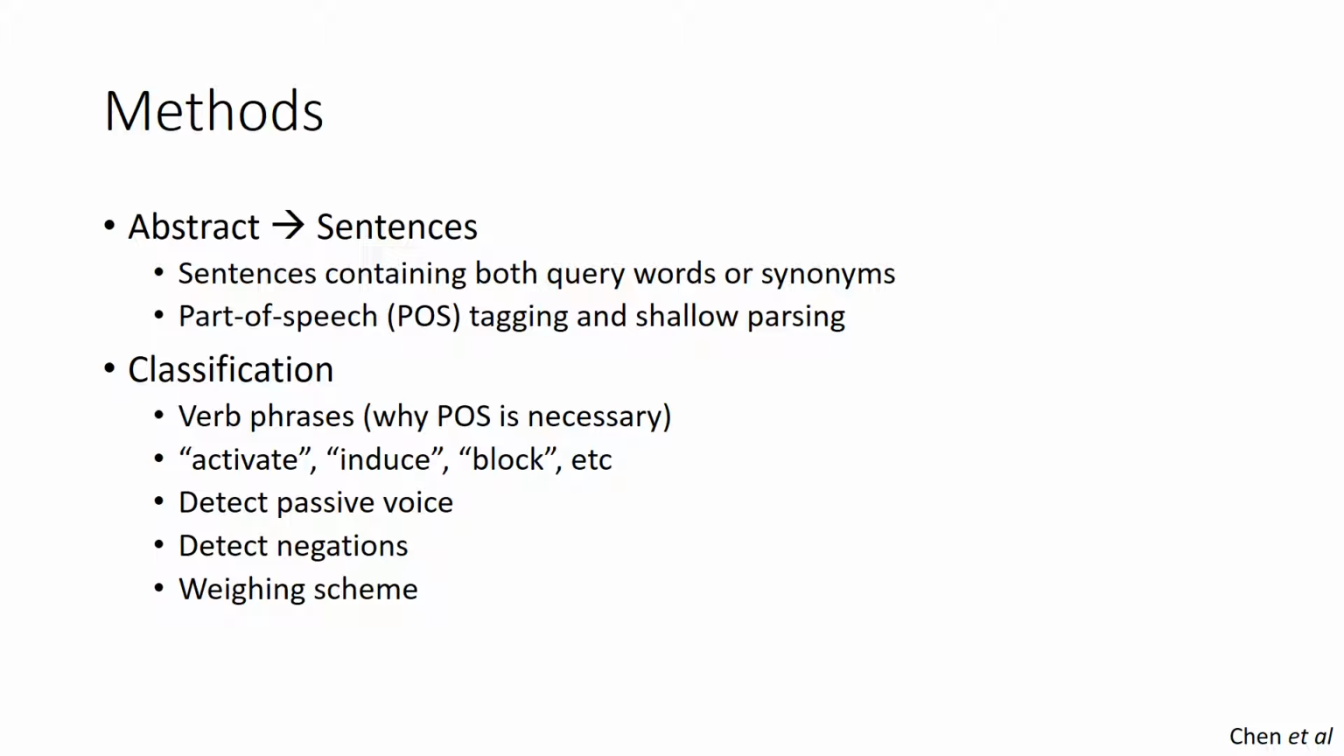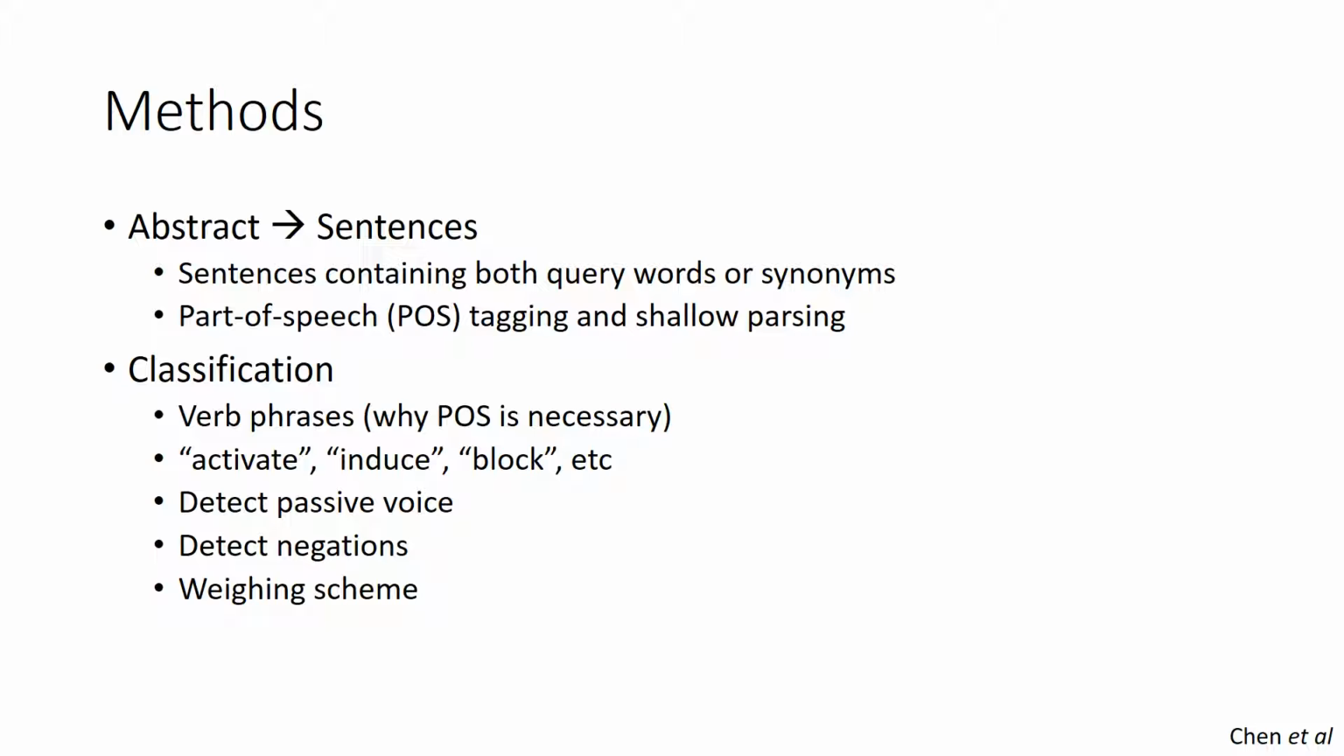Now, to discuss the methods: how you go from abstracts to sentences. First, a sentence has to be identified as having both query words inside that sentence, and then it's used for tagging. Suppose you have a sentence that does not have both terms in it, that sentence is discarded. So then you use tagging for the parts of speech.